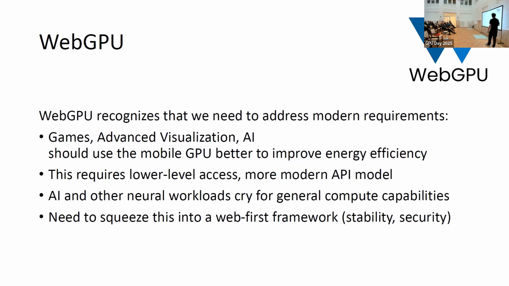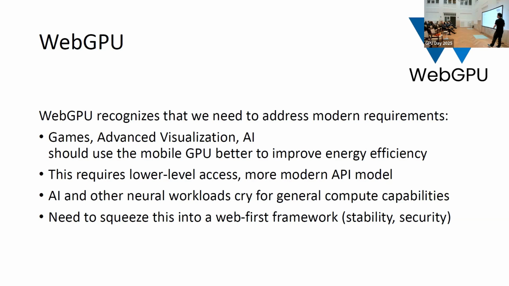So it recognizes that there are newer challenges that we want to do. We want to make nicer games, even on the mobile. Most people are gaming on the mobile nowadays more even than on the computers. And we also want to do some advanced visualization and, of course, AI everywhere. So we want to do all of these, and there are quite powerful GPUs in your mobile phone or in your tablet and other devices.